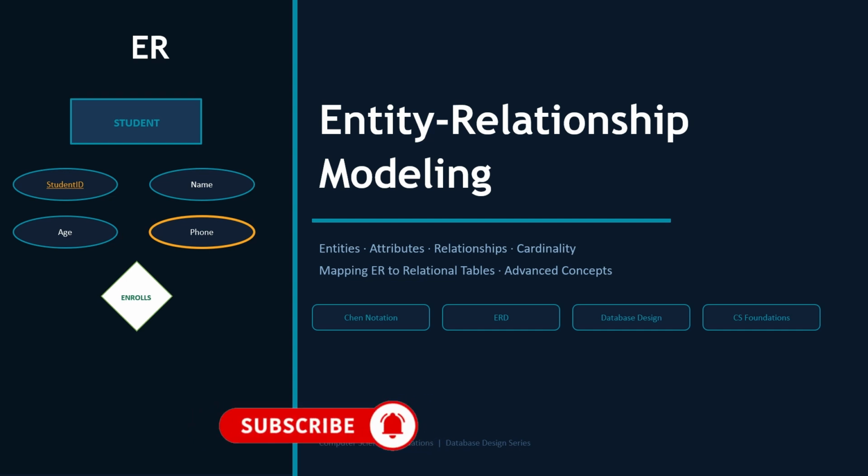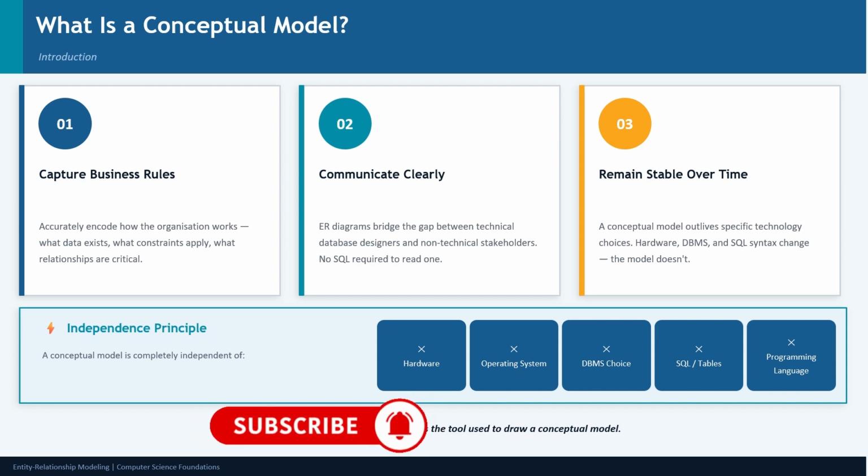Let's get into it. Before we write a single line of SQL, before we think about tables, rows, or any specific database software, we need a conceptual model. Think of it as an architect's blueprint. A blueprint doesn't tell you which brand of cement to use. It describes the structure. A conceptual model is completely independent of hardware, software, the DBMS you choose, and critically, it's also independent of tables and SQL. That last part is what separates a conceptual model from a logical one.